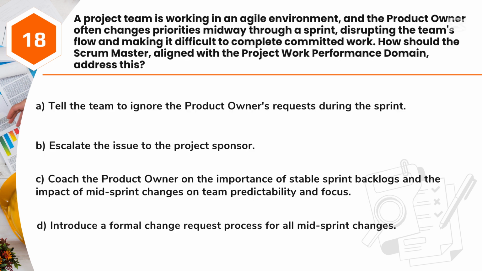Question 18. A project team is working in an agile environment, and the product owner often changes priorities midway through a sprint, disrupting the team's flow and making it difficult to complete committed work. How should the Scrum Master, aligned with the project work performance domain, address this? A. Tell the team to ignore the product owner's requests during the sprint. B. Escalate the issue to the project sponsor. C. Coach the product owner on the importance of stable sprint backlogs and the impact of mid-sprint changes on team predictability and focus. D. Introduce a formal change request process for all mid-sprint changes.